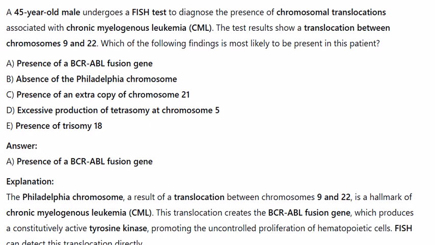B. Absence of the Philadelphia chromosome. C. Presence of an extra copy of chromosome 21. D. Excessive production of tetrasomy at chromosome 5. E. Presence of trisomy 18. Answer. A. Presence of a BCR-ABL fusion gene.